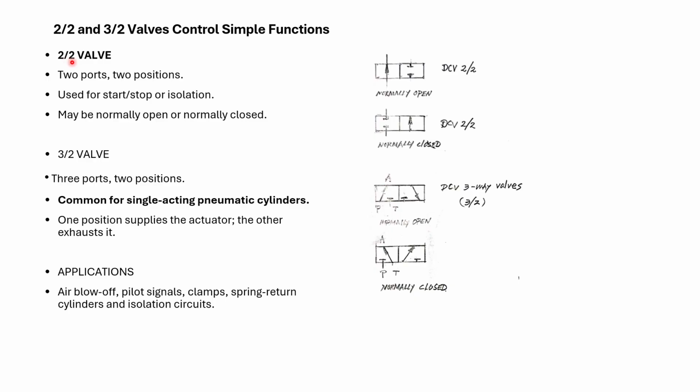2, the second number, means 2 ports, 2 positions. DCV, 2 by 2. Normally, here, this symbol means normally open. Here are 2 working ports, 2 positions. Here means normally closed. Here means closed.